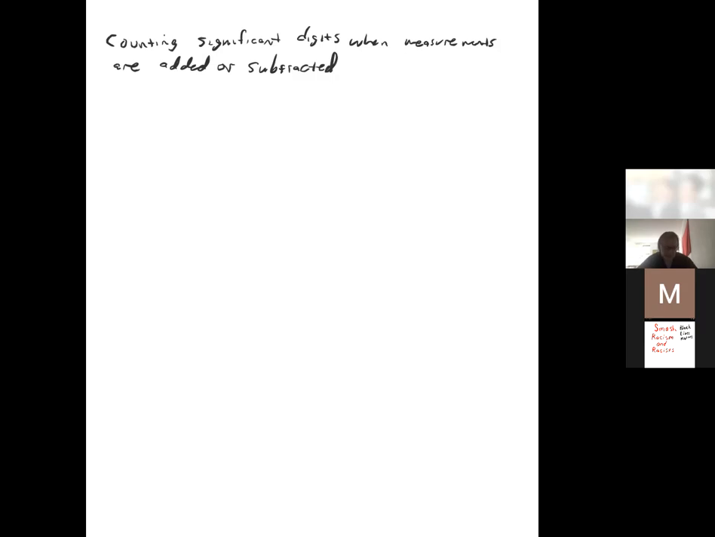Let's take a look. Maybe we've got time for one more here. We got about 5 minutes. Counting significant digits when measurements are added or subtracted. Okay, this is an important one, and it's one that's often overlooked by students. I usually put this problem off until after I do multiplication division, but I'm going to do this one first because I think it sometimes is more confusing for students than the multiplication division one.